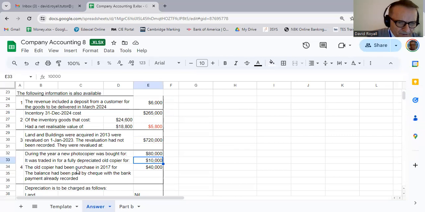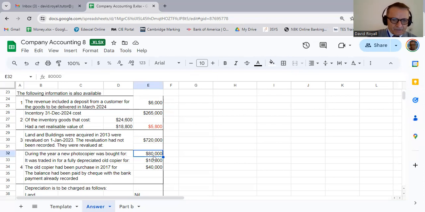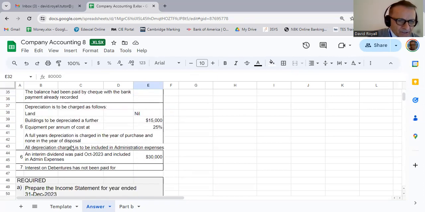The old copier had been purchased in 2017 for 40,000. Obviously that will disappear from the assets, and the balance had been paid by check with the payment already recorded. It's going to make life a little complicated later on.